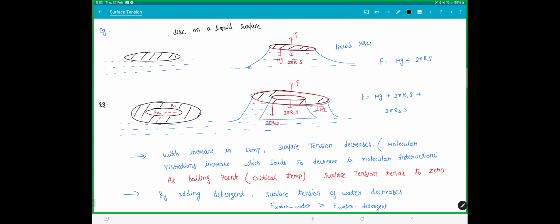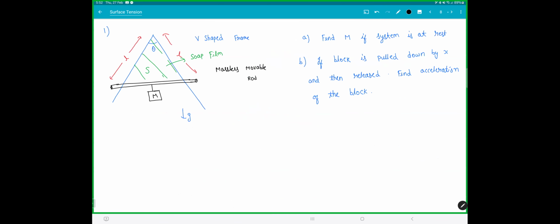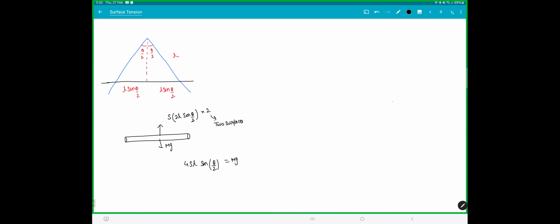So you have a soap film. How many surfaces will be there? There is a surface on the front. There is a surface on the back. The picture would look like this. Side view, if you see it on my screen, it will look like this. There is one surface on the front and one on the back.